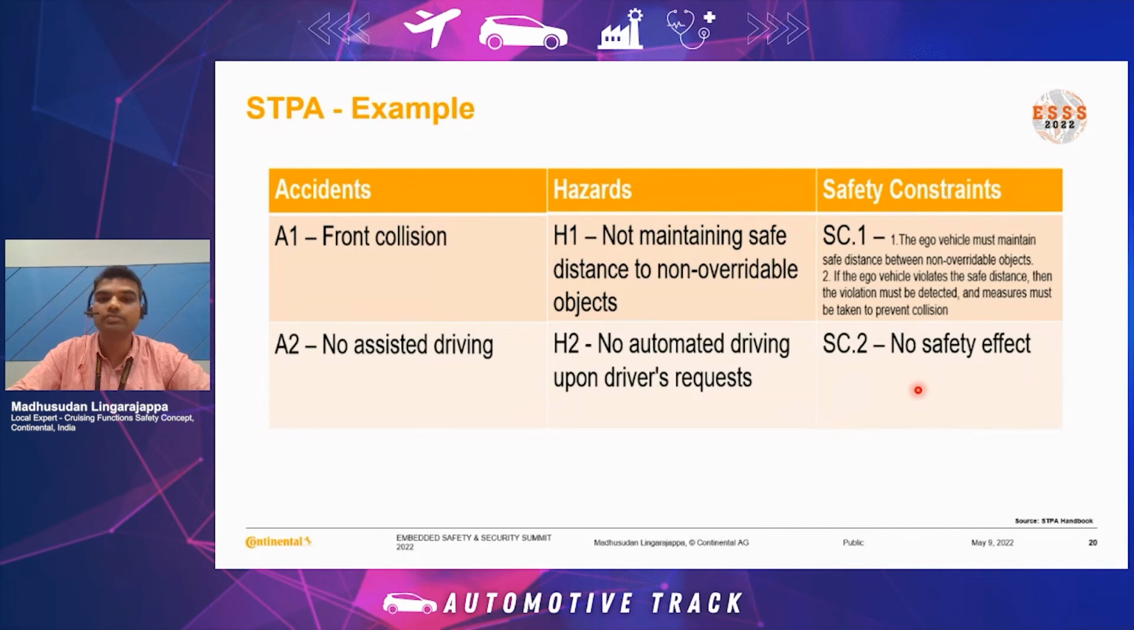This is because here the driver is trying to switch on the SAE level 2 system. According to the SAE J3016 specification, the driver is responsible for monitoring the environment and he is the fallback. In our case, he is still responsible for the dynamic driving task. He has not handed over the DDT to the system here. Hence it is considered to be no safety effect.